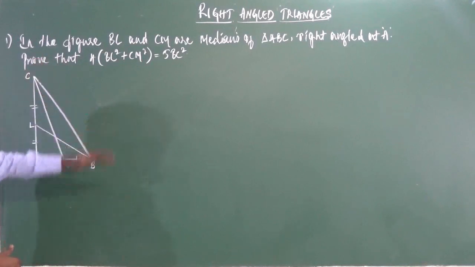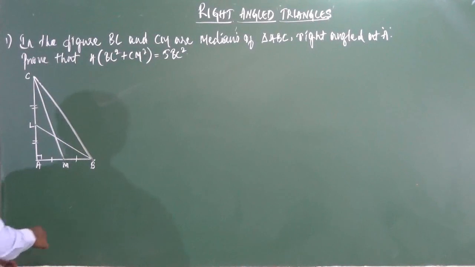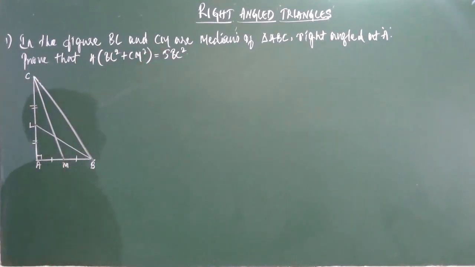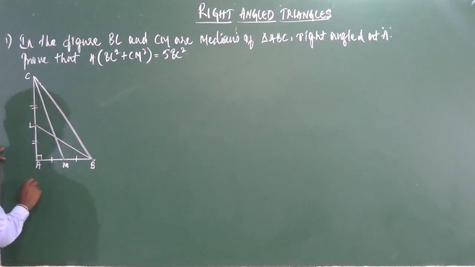So of triangle ABC, which is right angled at A, so it is not mentioned, so I will mention that angle A is right angle. So prove that 4 into BL square plus CM square is equal to 5 BC square. Very important, very beautiful rider. We are going to enjoy the proof for this. Okay, let us get into the data.